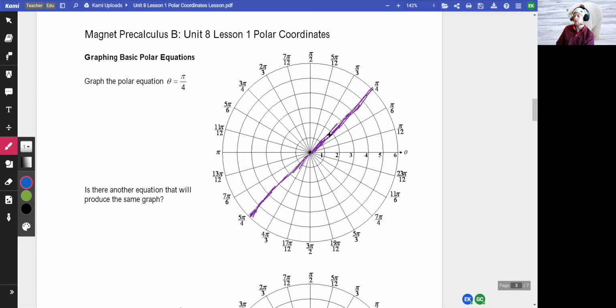Theta equals π/4 is the diagonal line with angle π/4 with the polar axis. So what's the slope? Ooh, the slope doesn't appear in our line equation. One of the reasons why I like polar equations is they're very elegant. It's just a number. The slope is 1, right? Ooh, I think I can think of a way to get the slope. Are we going to go off on a tangent now?